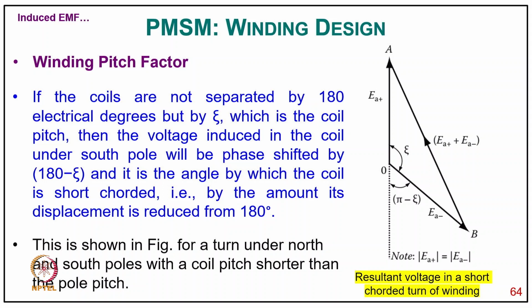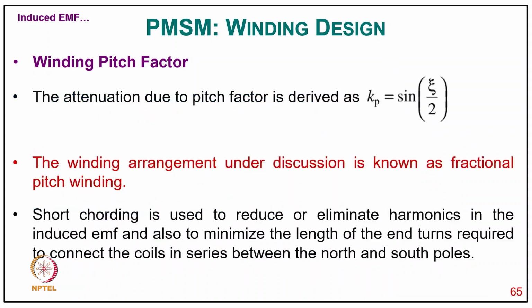It is the angle by which the coil is shorted, that is, the amount by which its displacement is reduced from 180 degrees. This is shown in the figure for a turn under north and south poles with the coil pitch shorter than the pole pitch, and here the resultant voltage in the shorted coil turn of the winding is shown in the figure.